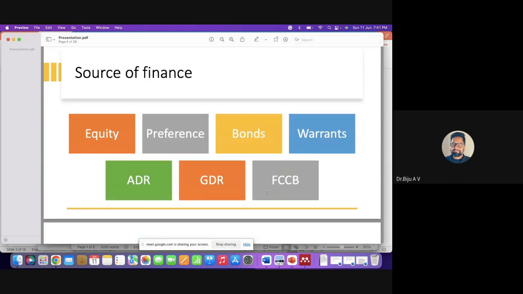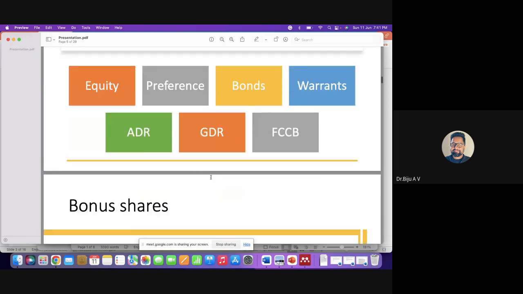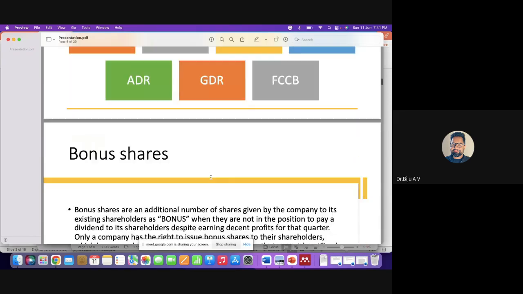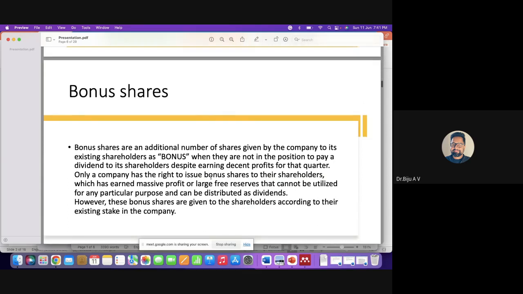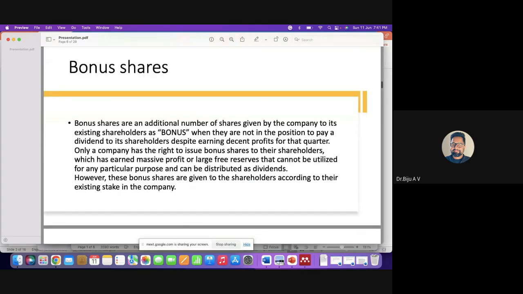Then the source of finance. We have equity, preference, bonds, warrants, ADR, GDR, and foreign currency convertible bonds. So these are the sources of finance. I think we can cover these lessons. And of course, there are bonus shares.